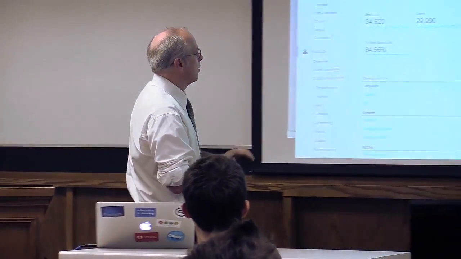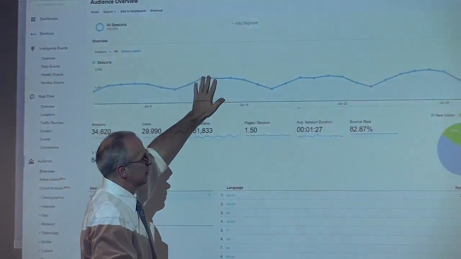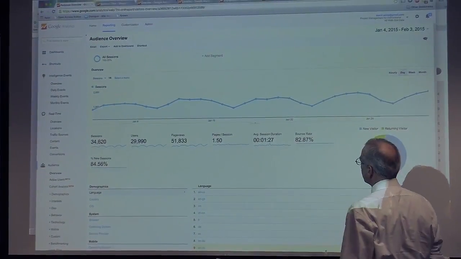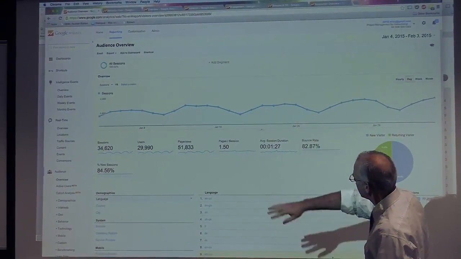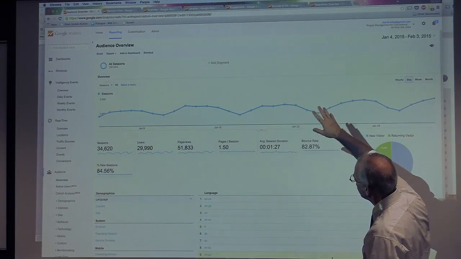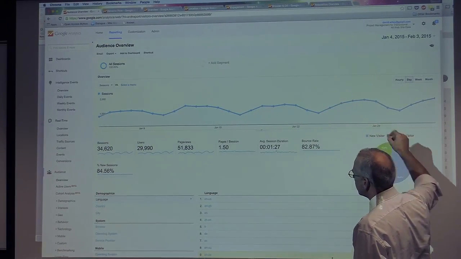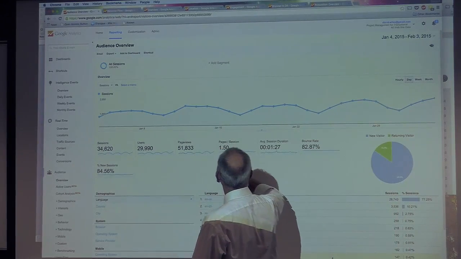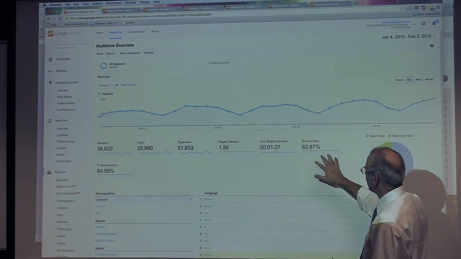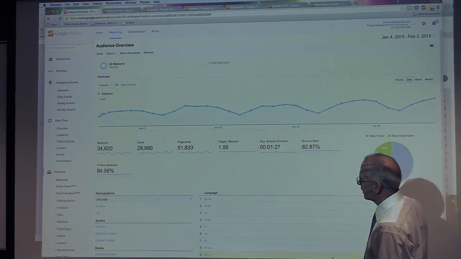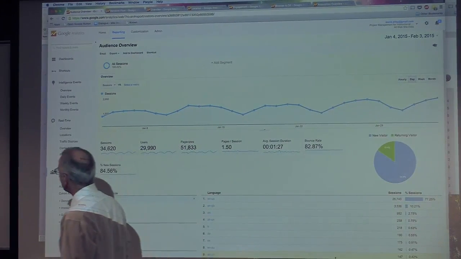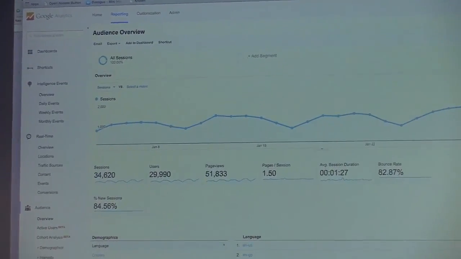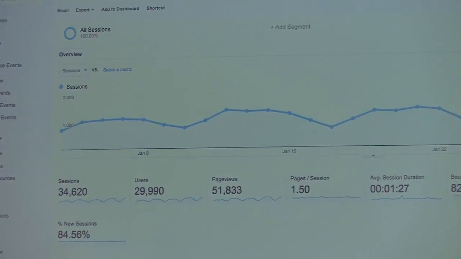So, here's the visualization. This little chart is showing patterns of who's coming and how many people are coming, how often. Over the weeks, you can see it troughs in the weekends and is higher during the middle of the week. Total number of sessions, total number of users, page views, average session length, new versus returning visitors, stuff like that. A lot of data, and certainly easier to take in this form than it would be if it were just presented as a big table of numbers.